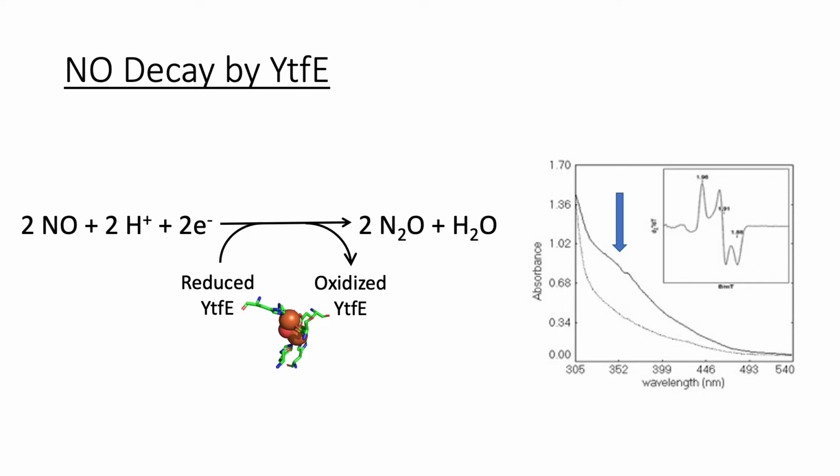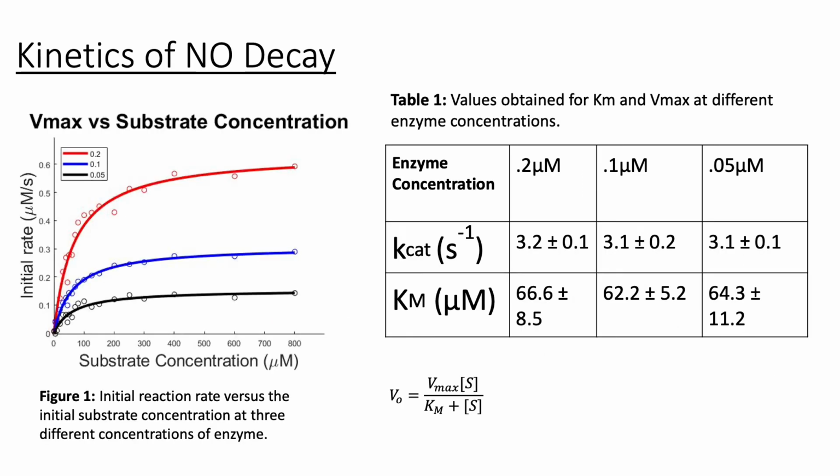In other experiments, we have shown, using EPR data, that the loss of the reduced YtfE absorption signal is correlated to the loss of NO concentration in the cell. We will follow the decay of the signal at 352 nanometers to determine the kinetic rates of NO decay by YtfE. Following the decay of the reduced YtfE signal, we obtain a kinetics graph that conveniently follows a Michaelis-Menten plot.